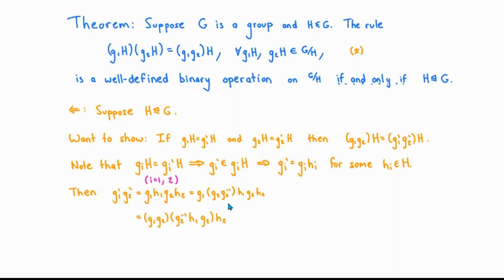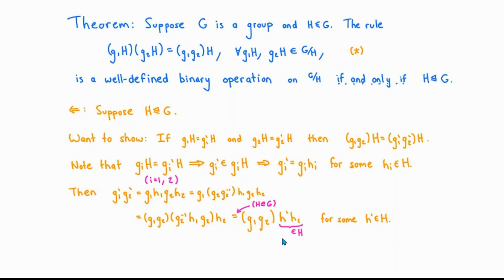After I do that, if I regroup these terms, I can write this as G1 G2 times G2 inverse H1 G2 times H2. Well, now is where I want to use the assumption that H is a normal subgroup of G. The fact that H is a normal subgroup of G means that when I conjugate any element of H by an element of G, in this case conjugating H1 by G2 inverse, I'm always going to end up with an element of H. So since H is normal in G, I can write this expression as G1 G2 times H prime times H2 for some H prime in H.